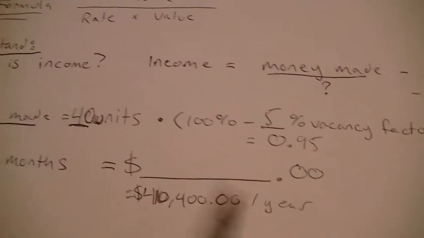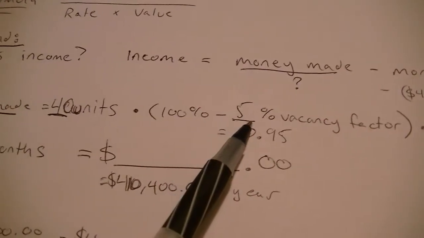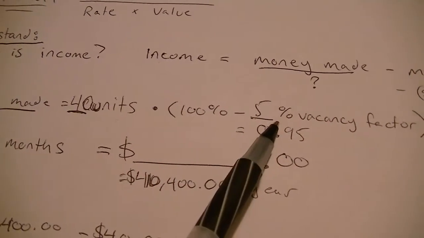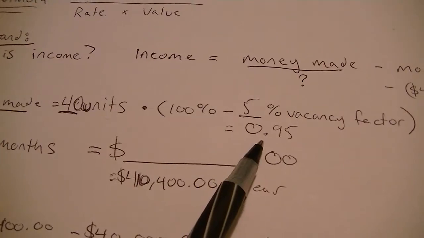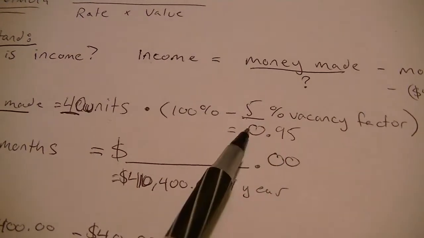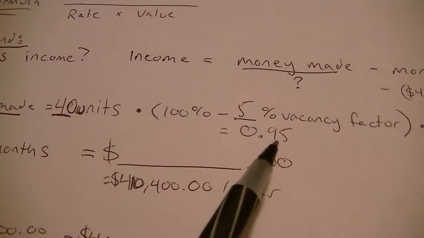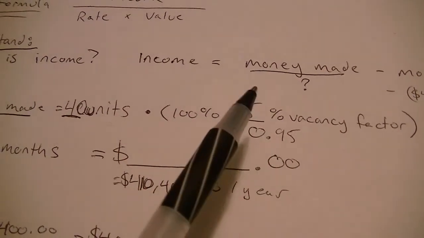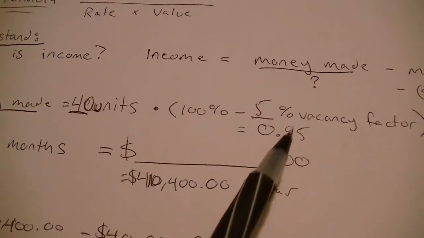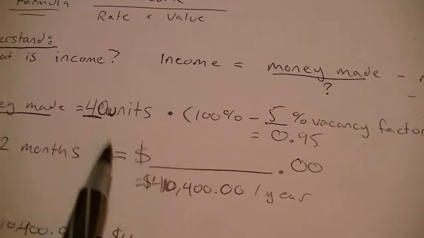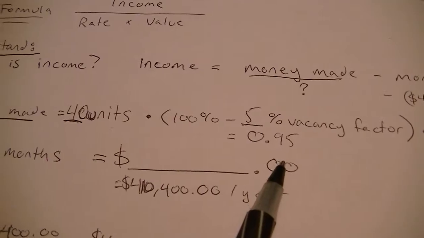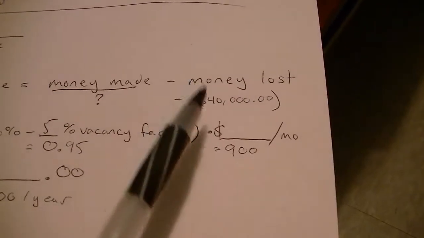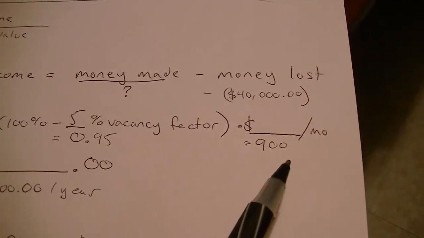But in your case, it's 5%. So 100% minus 5% is 95%, the vacancy factor, which as a decimal is 0.95. You can always do this because you have 100 minus 5, and then 95 divided by 100 is 0.95. So 40 units times 0.95, then times the amount per month.